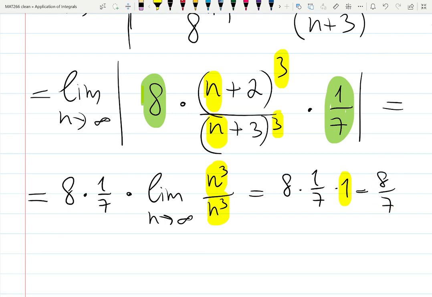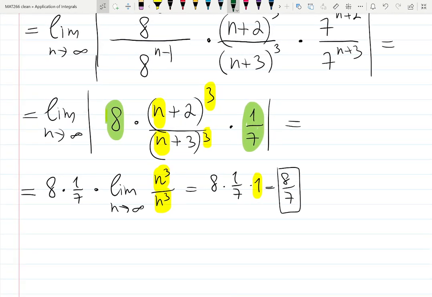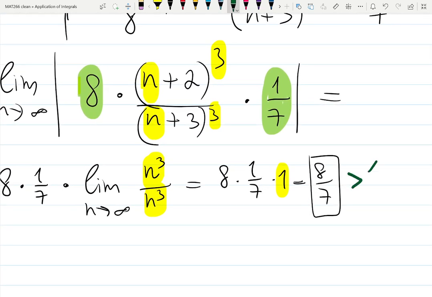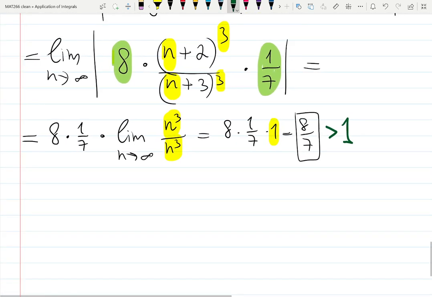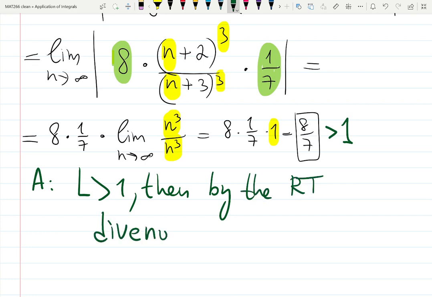Diverges? I thought it converges to 8 over 7. No? The ratio test just gives you the test. The test says, I don't care that it's 8 over 7. What I care about is that it's greater than 1. So the answer: L is greater than 1. Then, by the ratio test, the original series diverges. Diverges. Or it's called the divergence test.